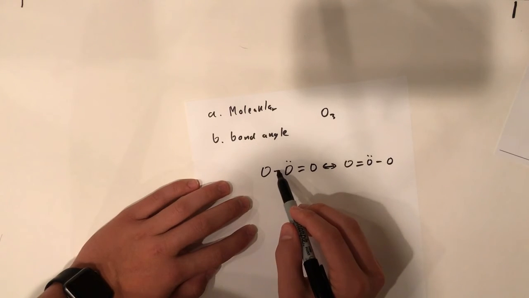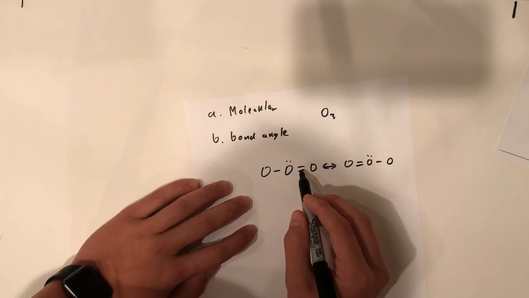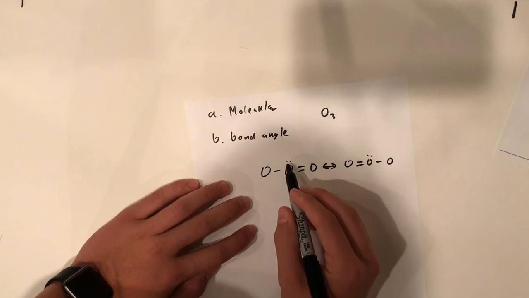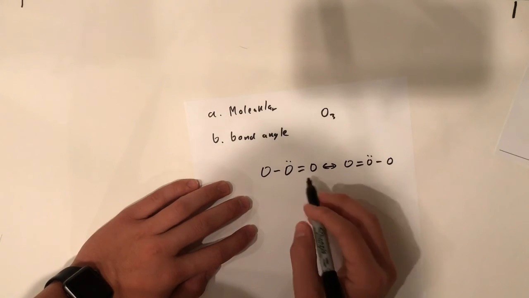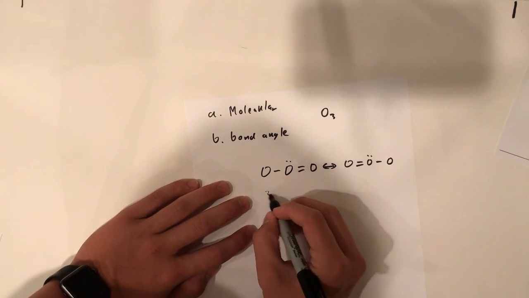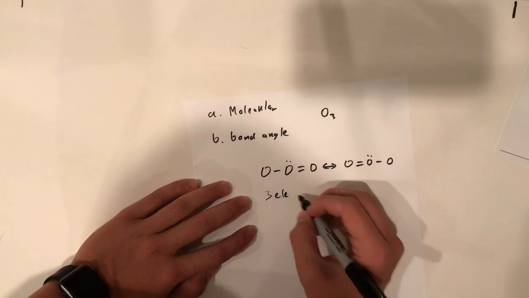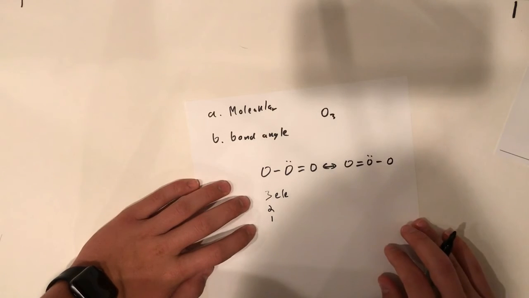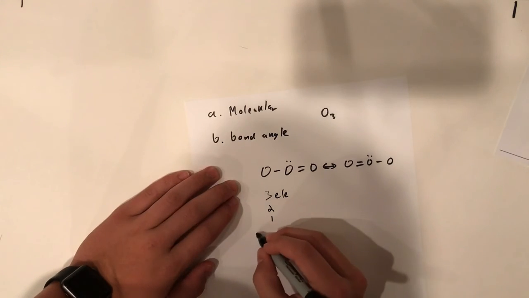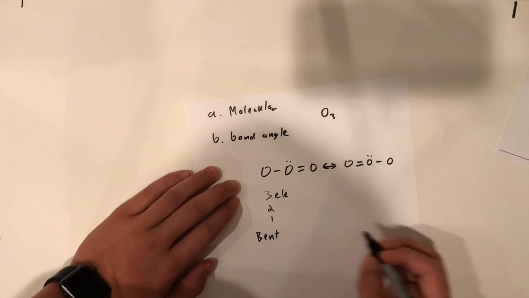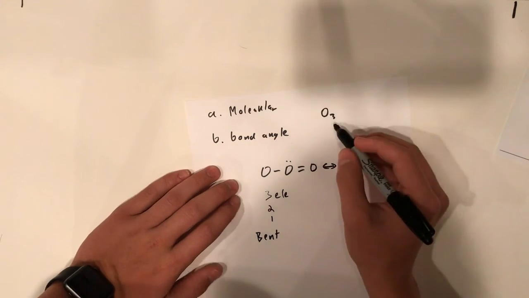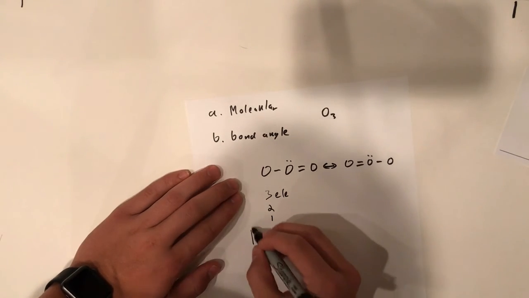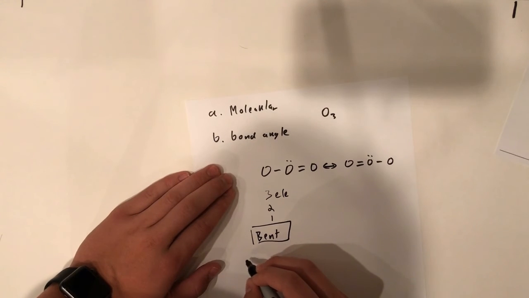So we know that it has two bonding domains and 1 non-bonding domain. So that means that totals 3 electron domains, and then 2 and 1. So that shape corresponds to the bent shape. So the molecular geometry of O3 is bent. And that's the answer to A.